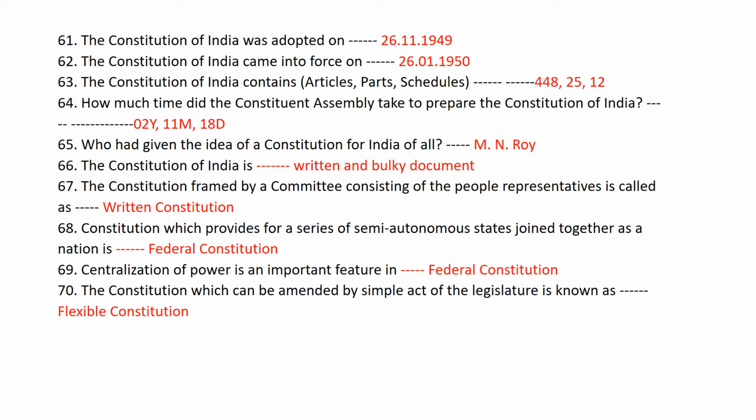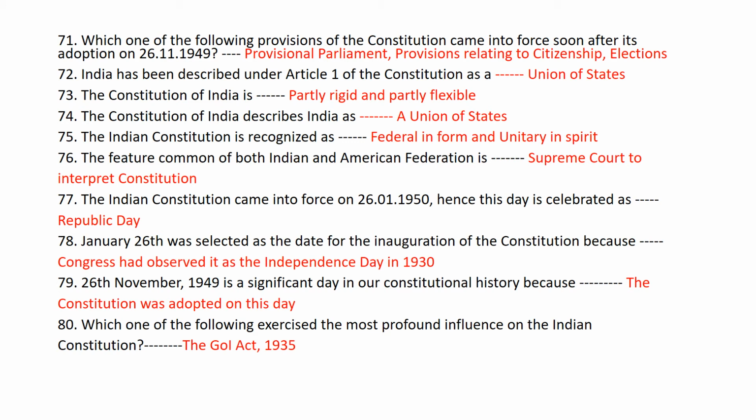The constitution framed by a committee consisting of the people's representatives is called a written constitution. The Constitution which provides for a series of semi-autonomous states joined together as a nation is a Federal Constitution. Centralization of power is an important feature in a Federal Constitution. The Constitution which can be amended by a simple act of the legislature is known as a Flexible Constitution. Which of the following provisions of the Constitution came into force soon after its adoption on 26 November 1949? Provisional Parliament, provisions relating to citizenship, elections.